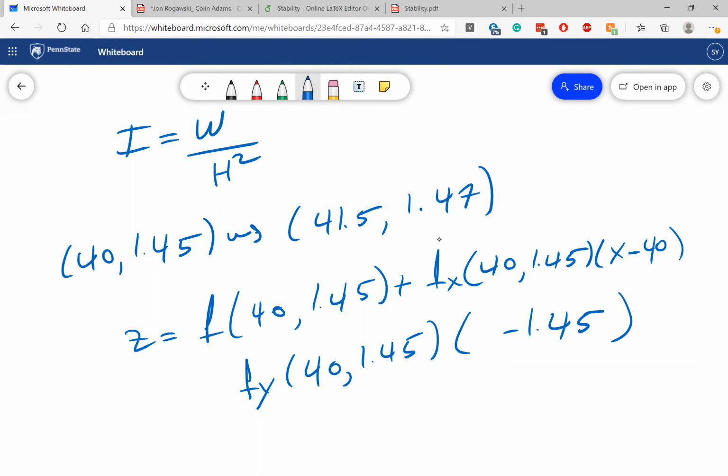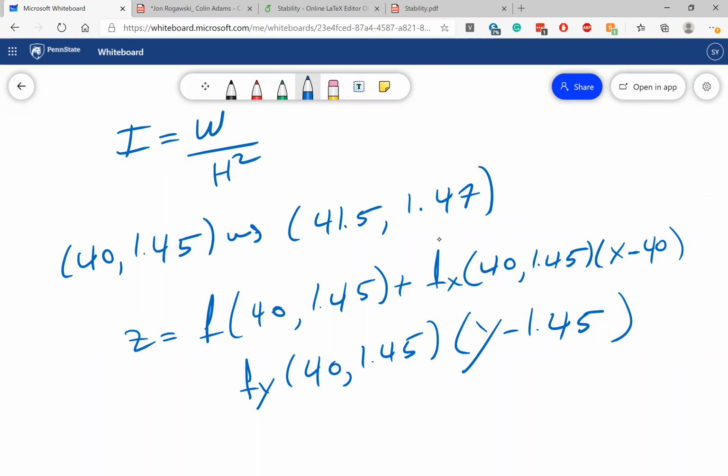Now notice if I find the f sub x and f sub y, and then I plug in my 40 and my 1.45 into the x and into the y, I plug in 40 into the x, so this disappears. I plug in 1.45 into the y, so this disappears. I'm only left with this, which makes sense. If I try to figure out exactly what this is going to be at (40, 1.45), I'm just going to be left with this over here.